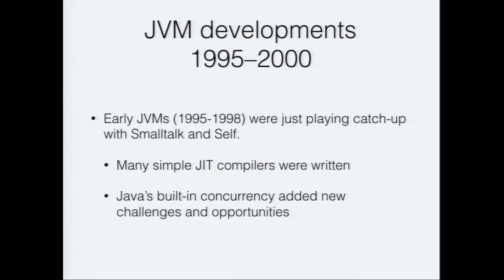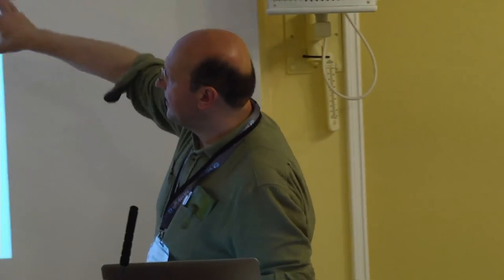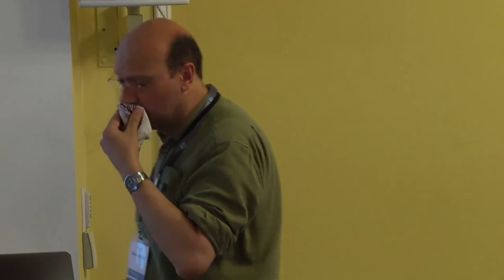And so suddenly VMs went from this niche thing, you know, the community of Smalltalk and Self users was probably in the thousands or maybe tens of thousands at its best. And then suddenly it went to millions of people using them. So the early JVMs were just playing catch up with Smalltalk and Self. Many, many simple JIT compilers were written. But the concurrency added some new challenges and opportunities.